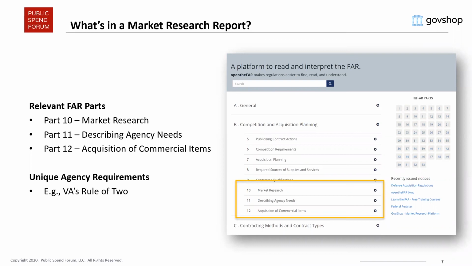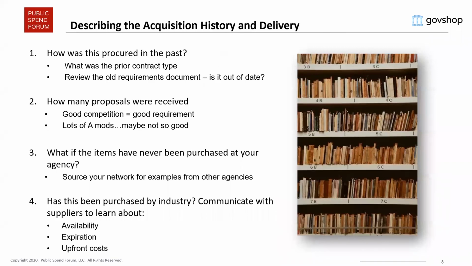All right. So the first part of doing a market research report is doing a little history, researching what has been done. If this has been procured in the past, especially, you want to learn and understand how it was purchased, what happened as a result of that purchase, how was it ultimately delivered.